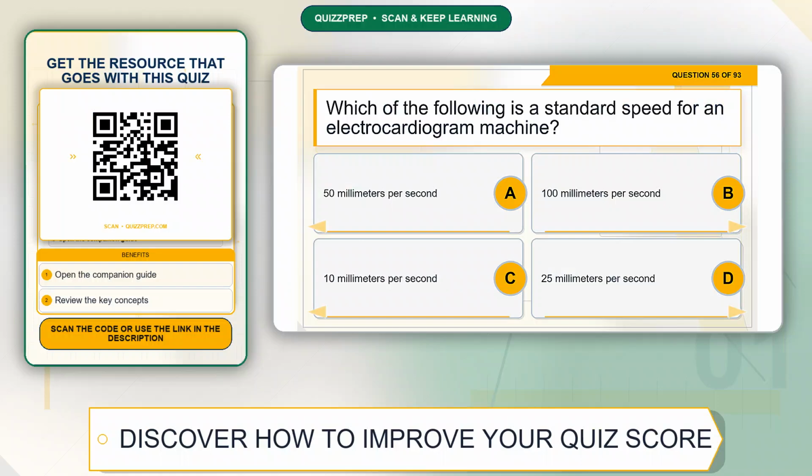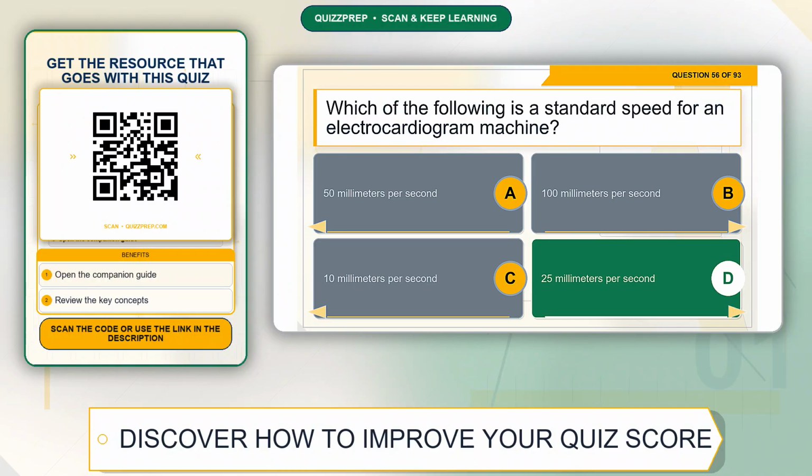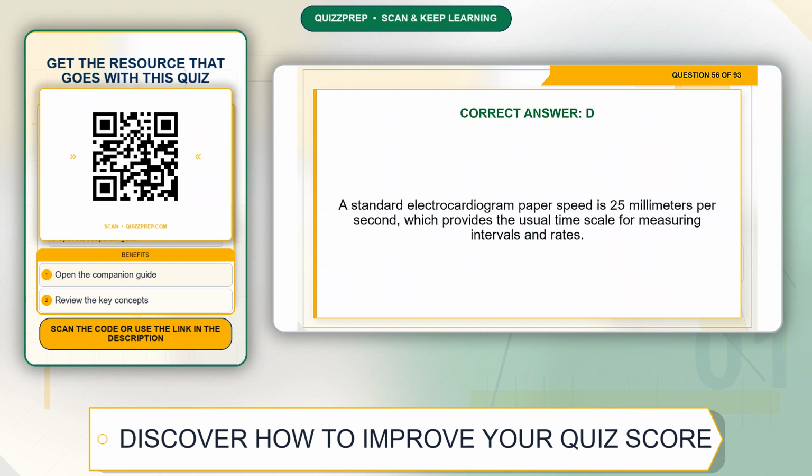Question 56. Which of the following is a standard speed for an electrocardiogram machine? Option A, 50 mm per second. Option B, 100 mm per second. Option C, 10 mm per second. Option D, 25 mm per second. The correct answer is option D, 25 mm per second. Explanation. A standard electrocardiogram paper speed is 25 mm per second, which provides the usual time scale for measuring intervals and rates.